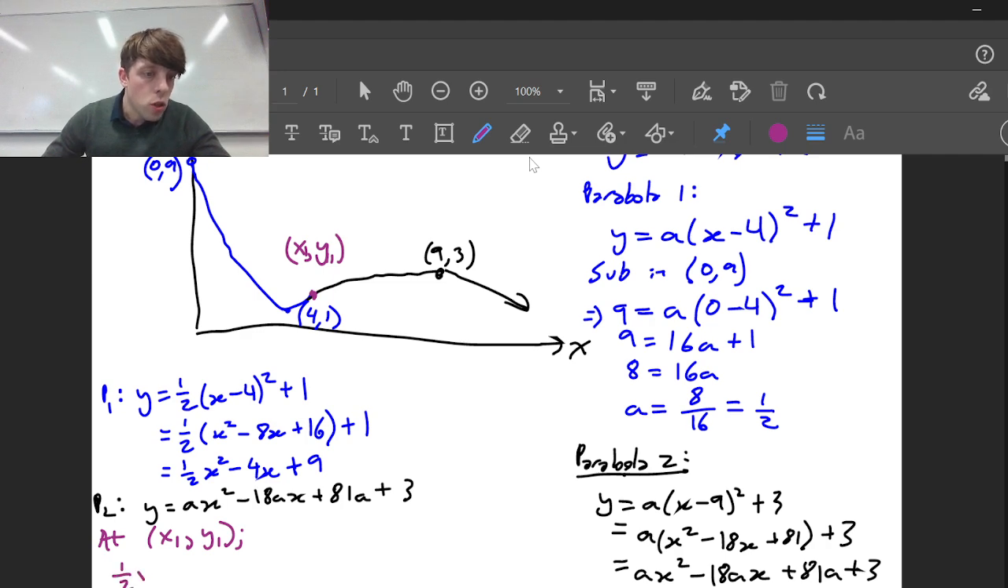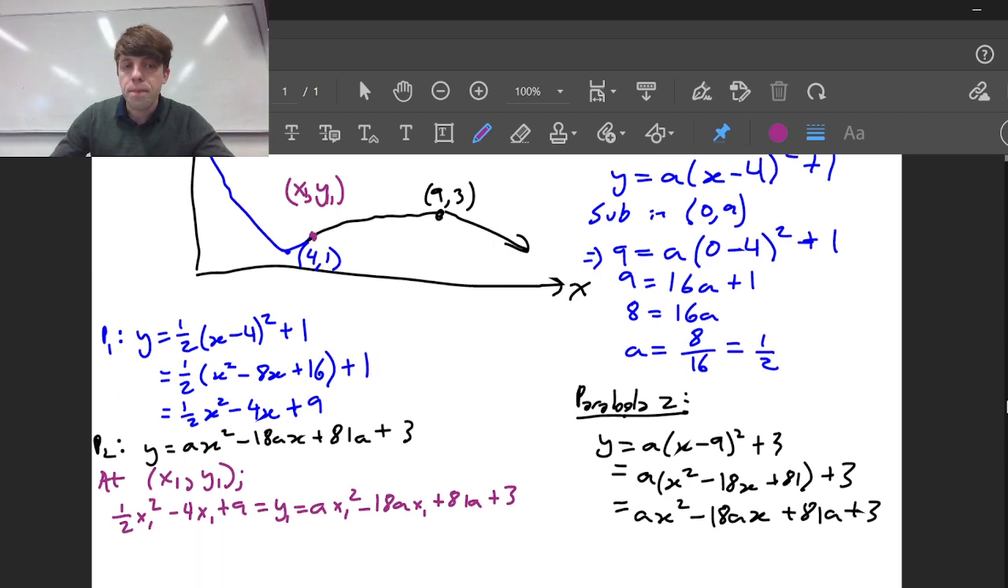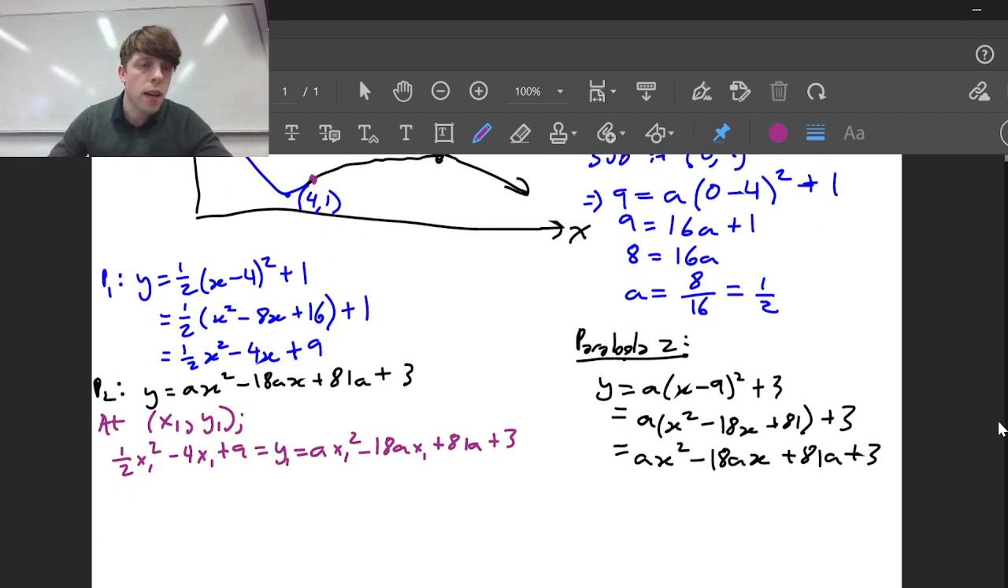So to set that up as an equation, this particular x value, if I plug it into the first equation, is going to give me the same y value, let's call it y1, that I get if I plug it into this equation here: 18a x1 plus 81a plus 3, right? That's the first piece of information I have.